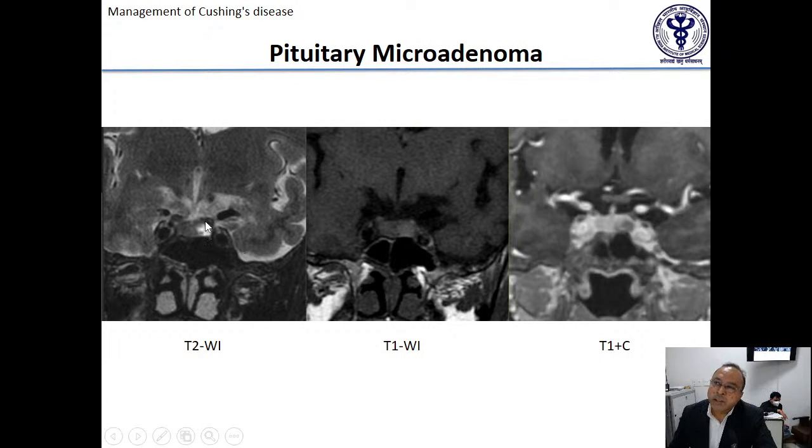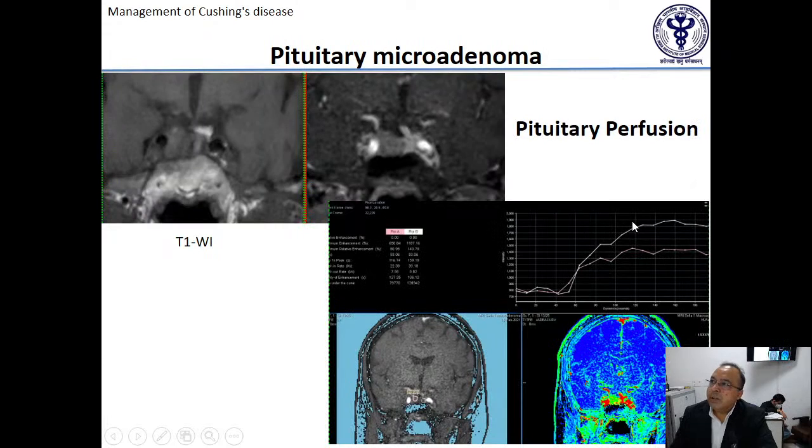Here the tumor is located in the left side of the gland, bright on T2 weighted images, bright on T1 weighted images. On contrast, we can see the displacement of the pituitary stalk towards the right side, and the tumor appears as a non-enhancing structure.